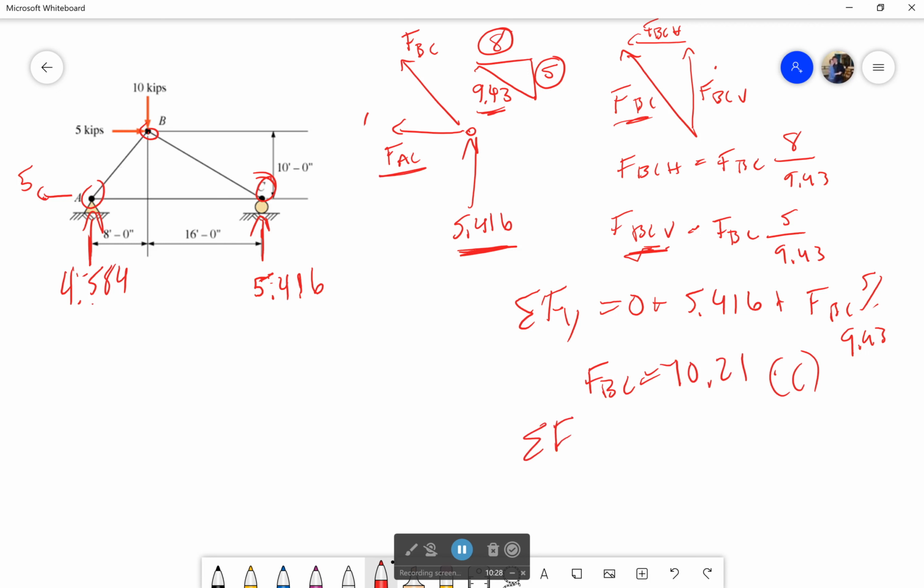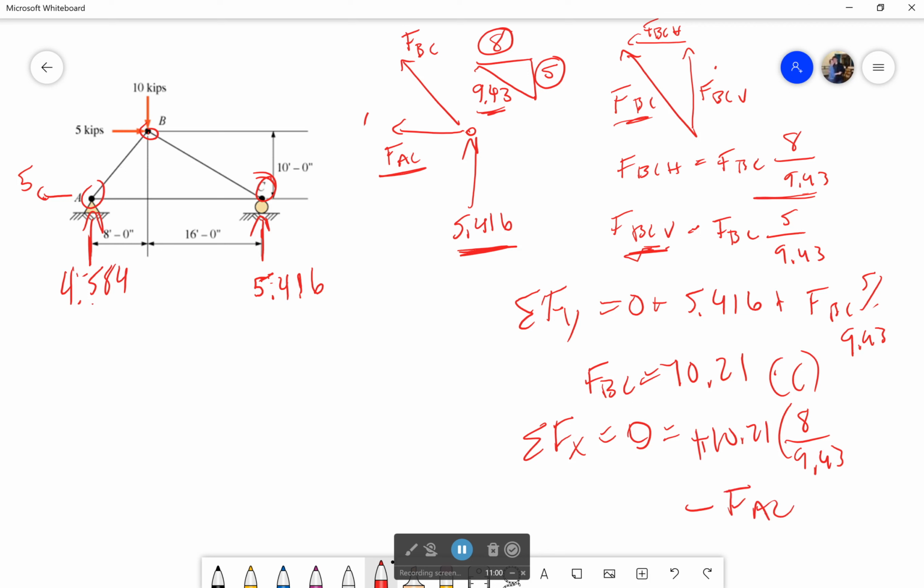I'll do my other equation. I only have two: some forces in the y and some forces in the x. That equals 0. That's going to be equal to the horizontal component right here, which will be negative 10.21 times 8 over 9.43. Now it's pointing in the negative direction, so I should already make it positive. And then I would subtract from that force AC.